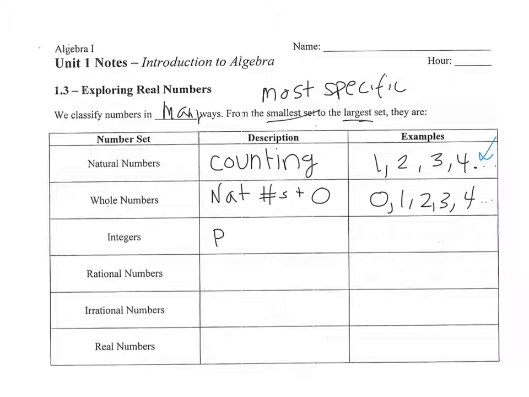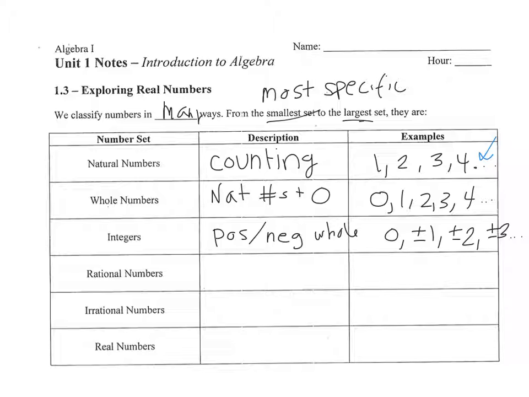Integers are positive and negative whole numbers. So integers are 0, plus or minus 1. So that plus or minus symbol means it can be a positive 1 or a negative 1. It's just a shorthand way of writing it. And then plus or minus 2, plus or minus 3, etc.